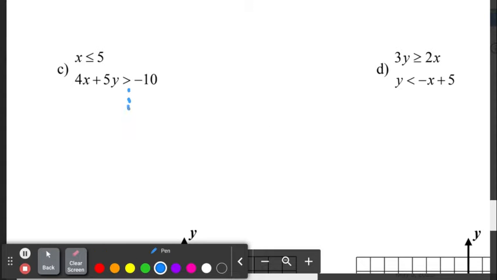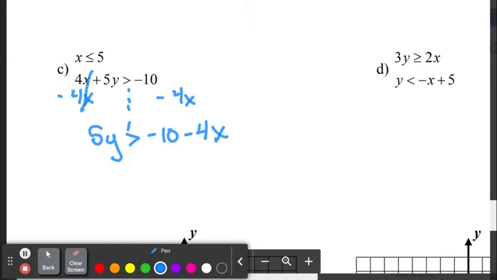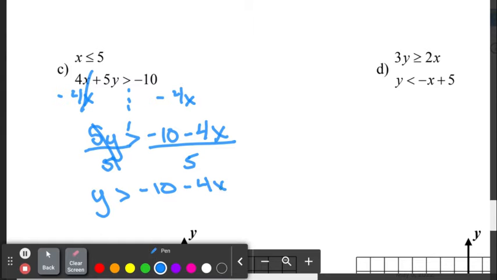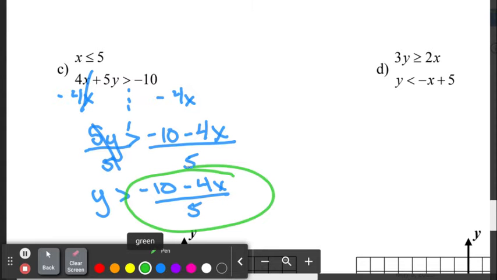It's been a while. The y stays put. Don't move it. We're going to take this 4x and move it over, so we subtract it. So I'm going to bring down my 5 times y greater than negative 10 minus 4x. Divide by 5. Divide everything by 5. So what you've got here, negative 10 minus 4x. It's pretty yucky, but all you're going to do, put that in y equals and get some points, plot them, and then go about your business as you've done on the other problems.